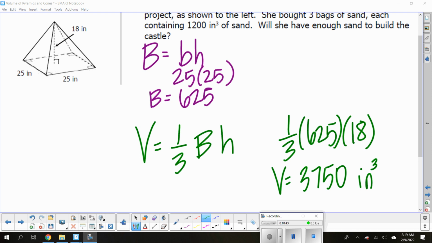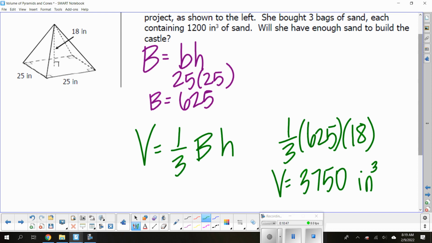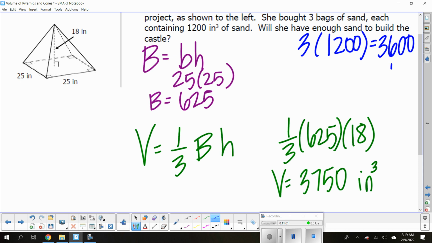Now, on this one, they actually said she bought 3 bags of sand, each bag containing 1,200 inches cubed of sand. Will she have enough to build the castle? Well, I can figure out how much she has. She has 3 bags with 1,200 in each. So she has 3,600 inches cubed of sand. So will she have enough? No. She will not.